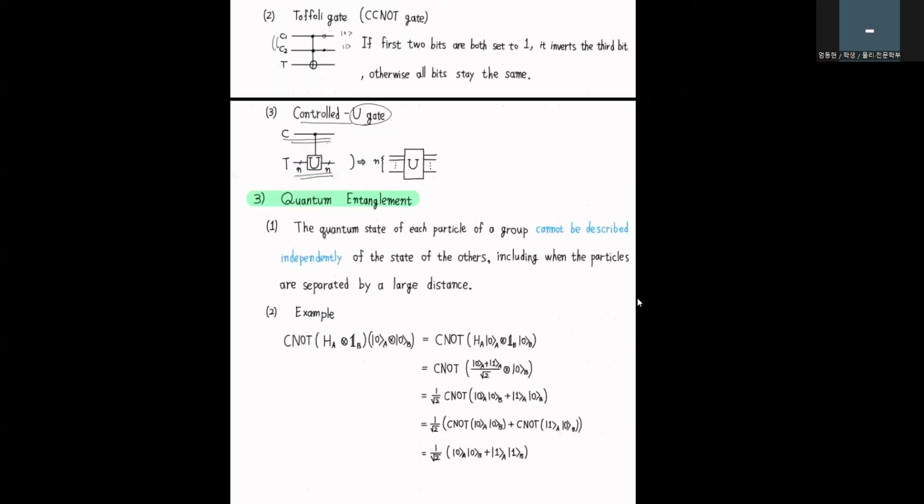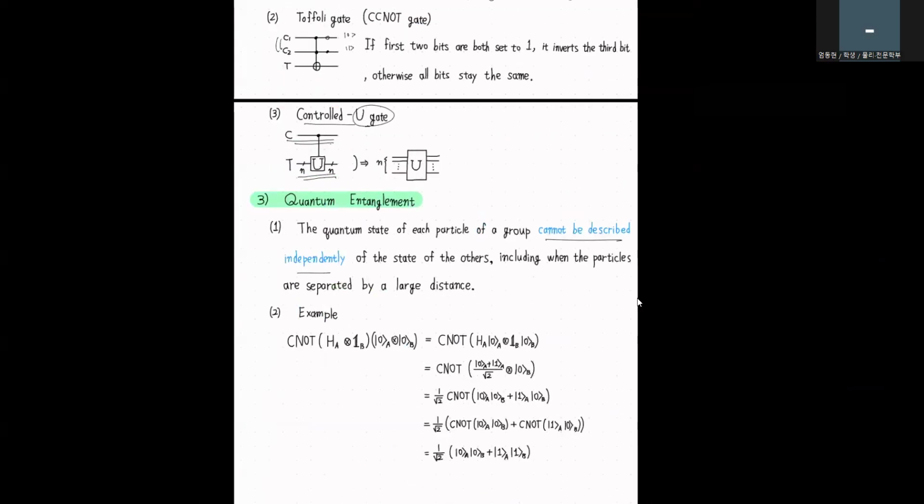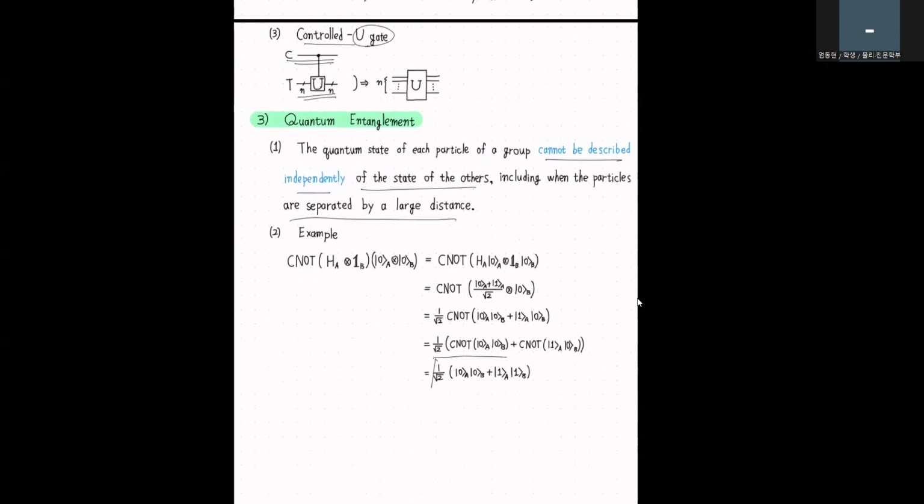So the quantum state of each particle group cannot be described independently of the state of others, including when the particles are separated by a large distance. This refers to the state of being quantum entanglement, basically spooky action at a distance. Basically, we have 2 states which are seemingly interconnected. For example, for this state, if one state is in 0, it's almost guaranteed that the other state is also in 0, and vice versa.